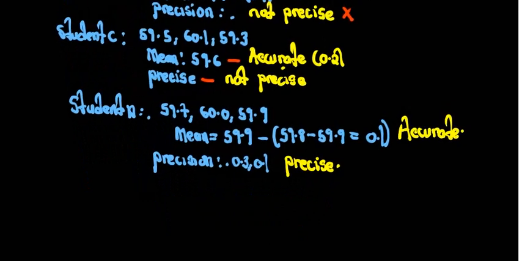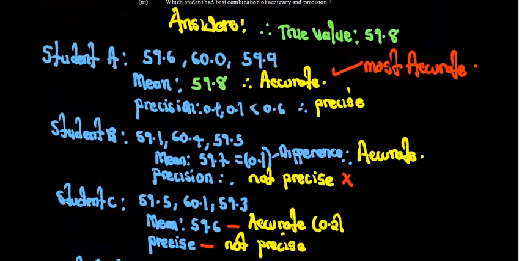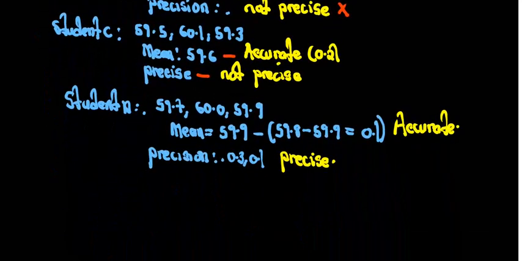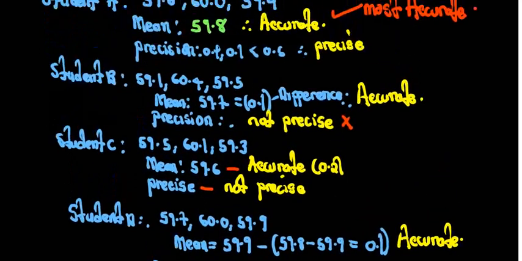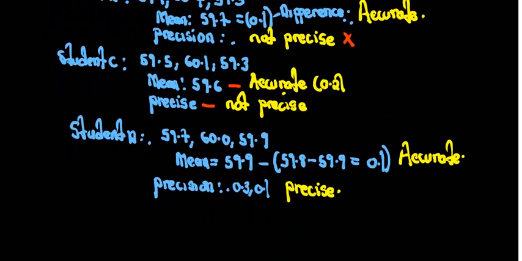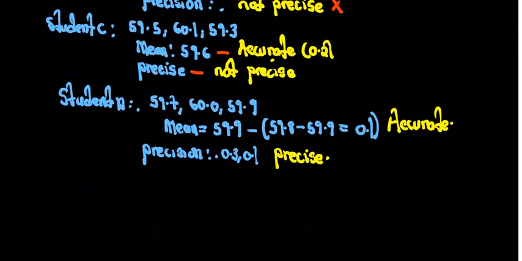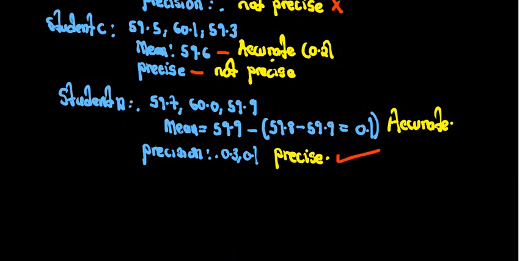So for student D, let's look at the difference between these numbers. We have a difference of 0.3 here, and a difference of 0.4 there. We have a difference of 0.1 here, and a difference of 0.1 here. So which one was most precise here? Remember there's 0.3 here and there's 0.3 here. So you know that 0.4 is greater than 0.3. So this was most precise. So student D was most precise.